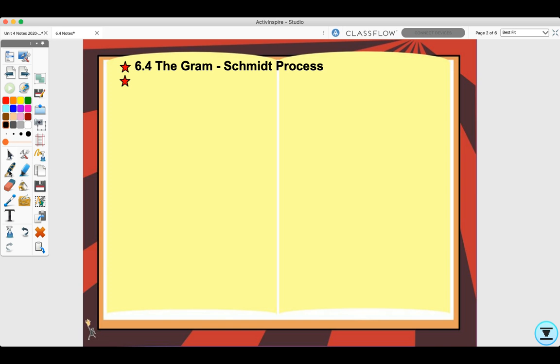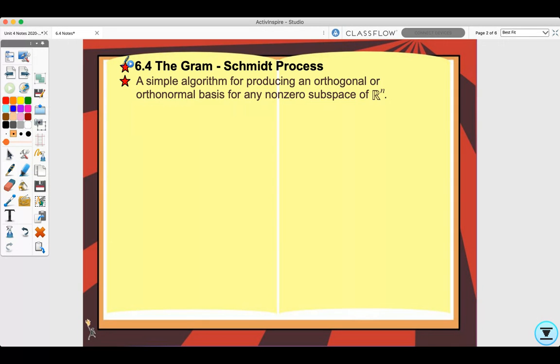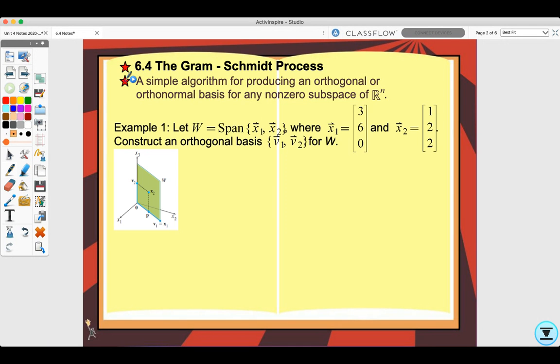Today we're going to do section 6.4, the Gram-Schmidt process. This is just a simple algorithm for producing an orthogonal or orthonormal basis for any non-zero subspace of Rn. So let's look at example 1.